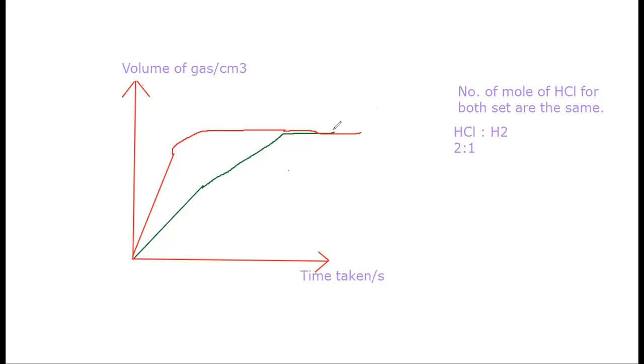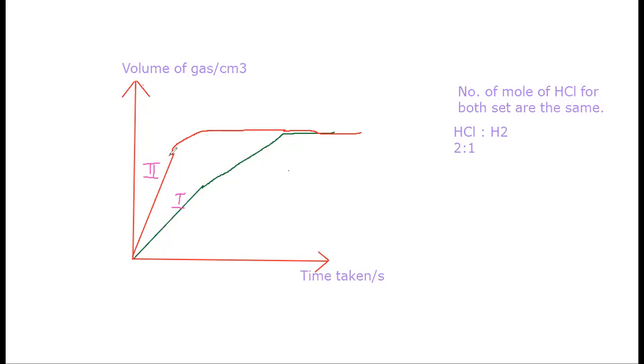And which set will have the higher rate of reaction? Just now, we know that set 2 is having higher rate of reaction. Therefore, this line is higher. This is lower. Okay? Why do I choose this line to be higher, this line to be lower? Because from early in the lesson, we know that the gradient of the graph represents the rate of reaction.